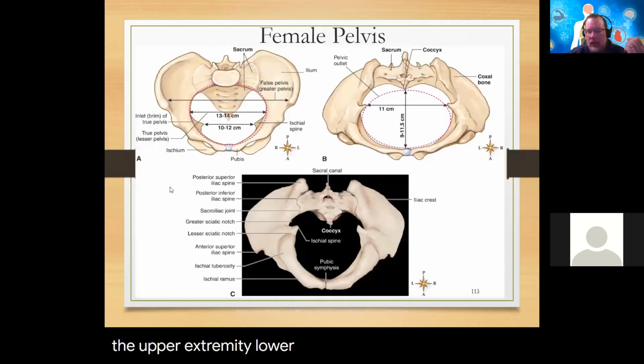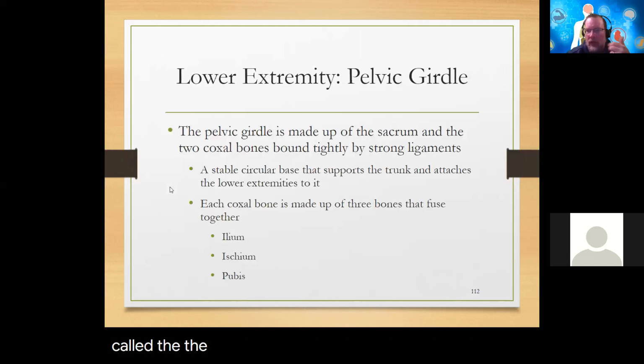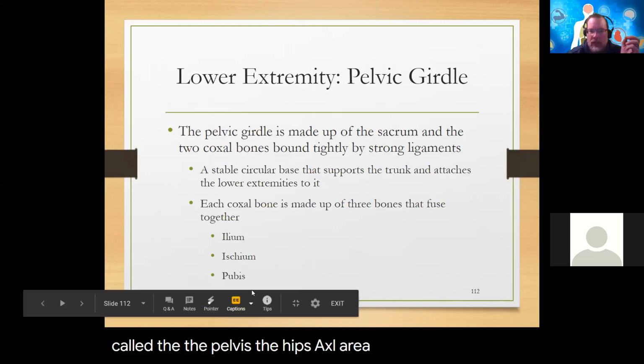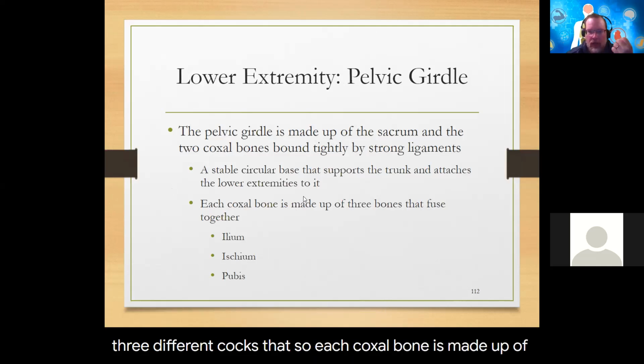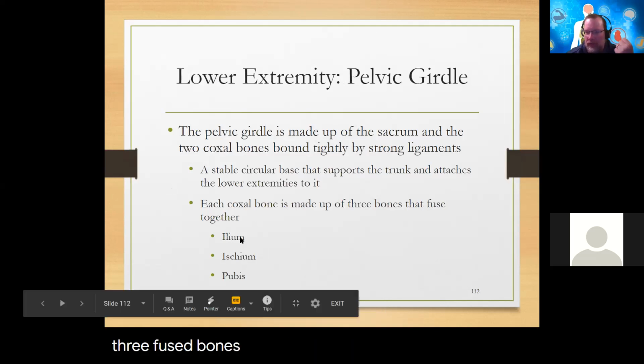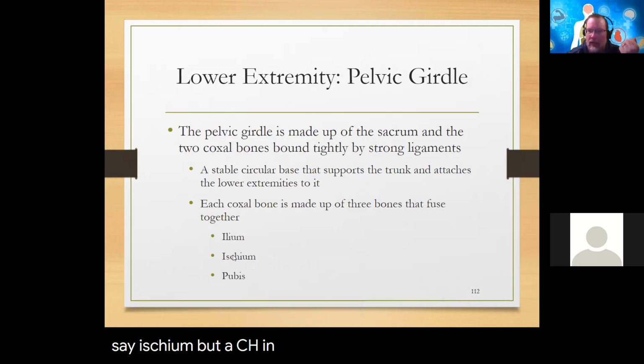Lower extremity, we've got what's called the pelvis, the hips, what they call the coxae, or the coxal area. We're going to see 3 different coxal. So each coxal bone is made up of 3 fused bones called the ilium, ischium, and pubis. Some say ischium, but a ch in Latin is a k sound, right? Like a chiropractor. Ischium. Ilium, ischium, pubis.